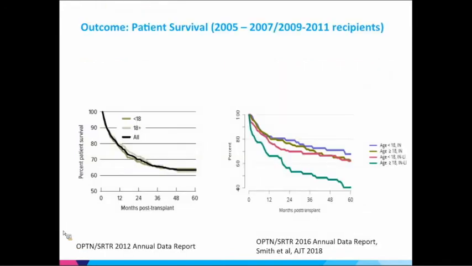Some outcome data, and you can see that there's a problem with doing this routinely, because as intestine transplant outcomes steadily improve, you can see this is already older data. For patients with liver-containing grafts, you can see 5-year outcomes of about 45%, not great. Younger patients maybe do slightly better. Younger patients without the liver do better.